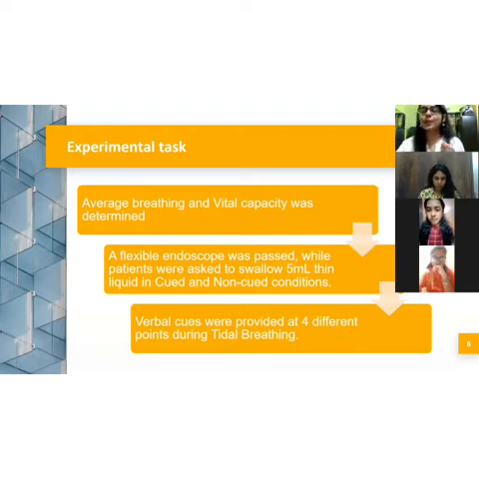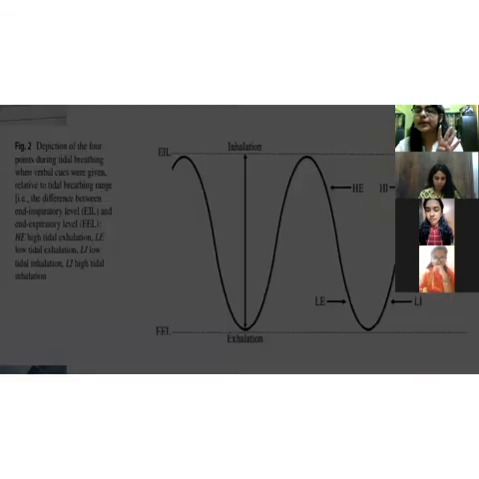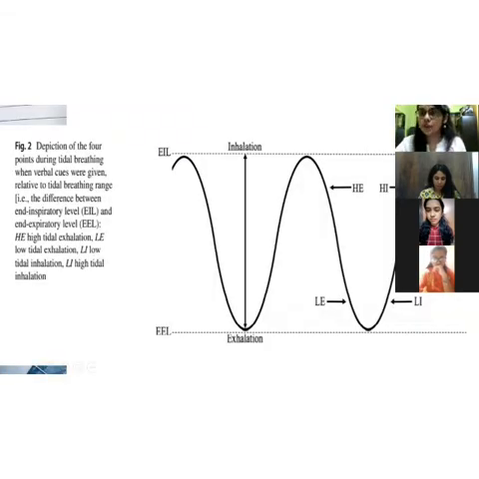Non-cued is where I'm just telling the patient, take this and swallow whenever you are comfortable. In cued, you are supposed to hold the bolus and swallow only when I ask you to swallow. So these are our two conditions, okay? And these cues are going to be given at 4 different points of the tidal breathing. Now let's understand these 4 different points.